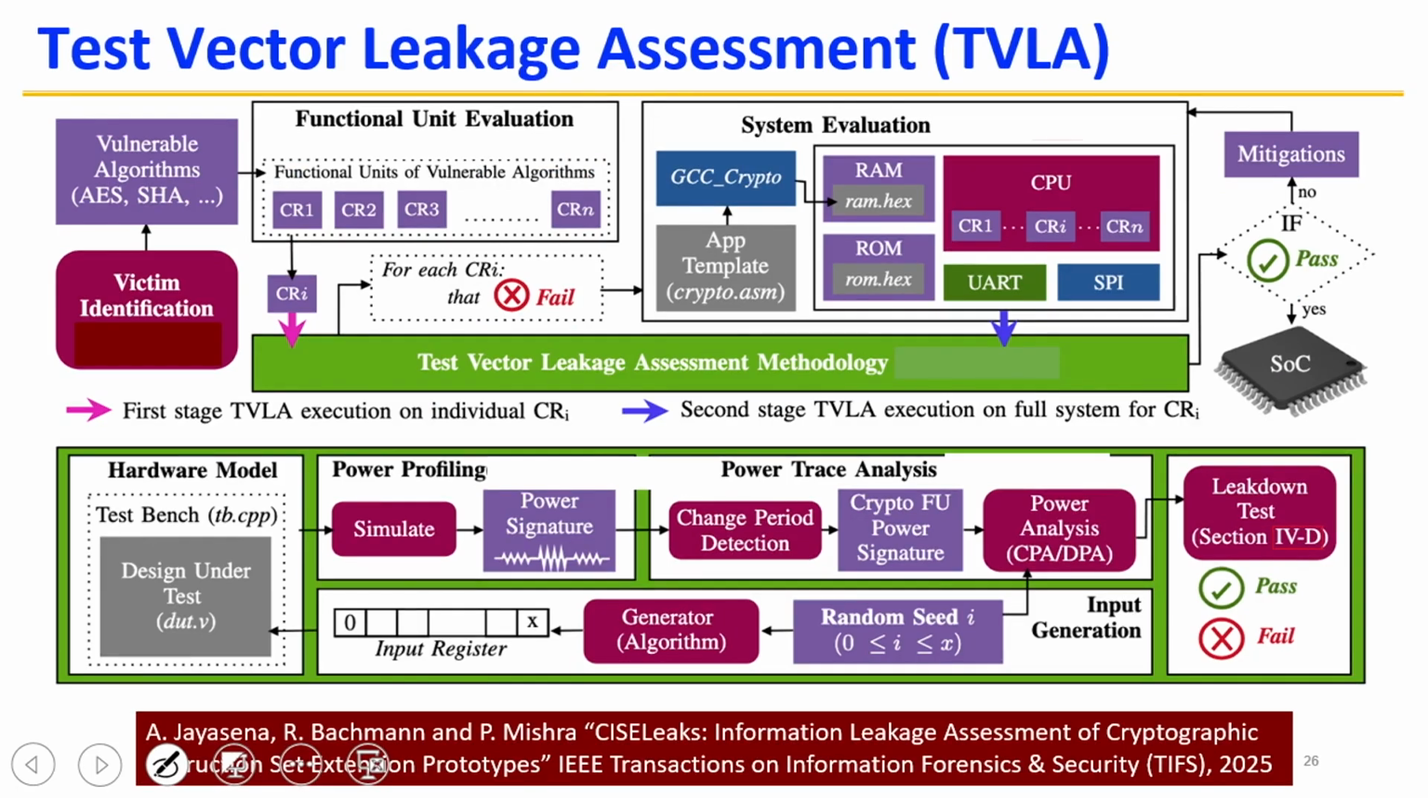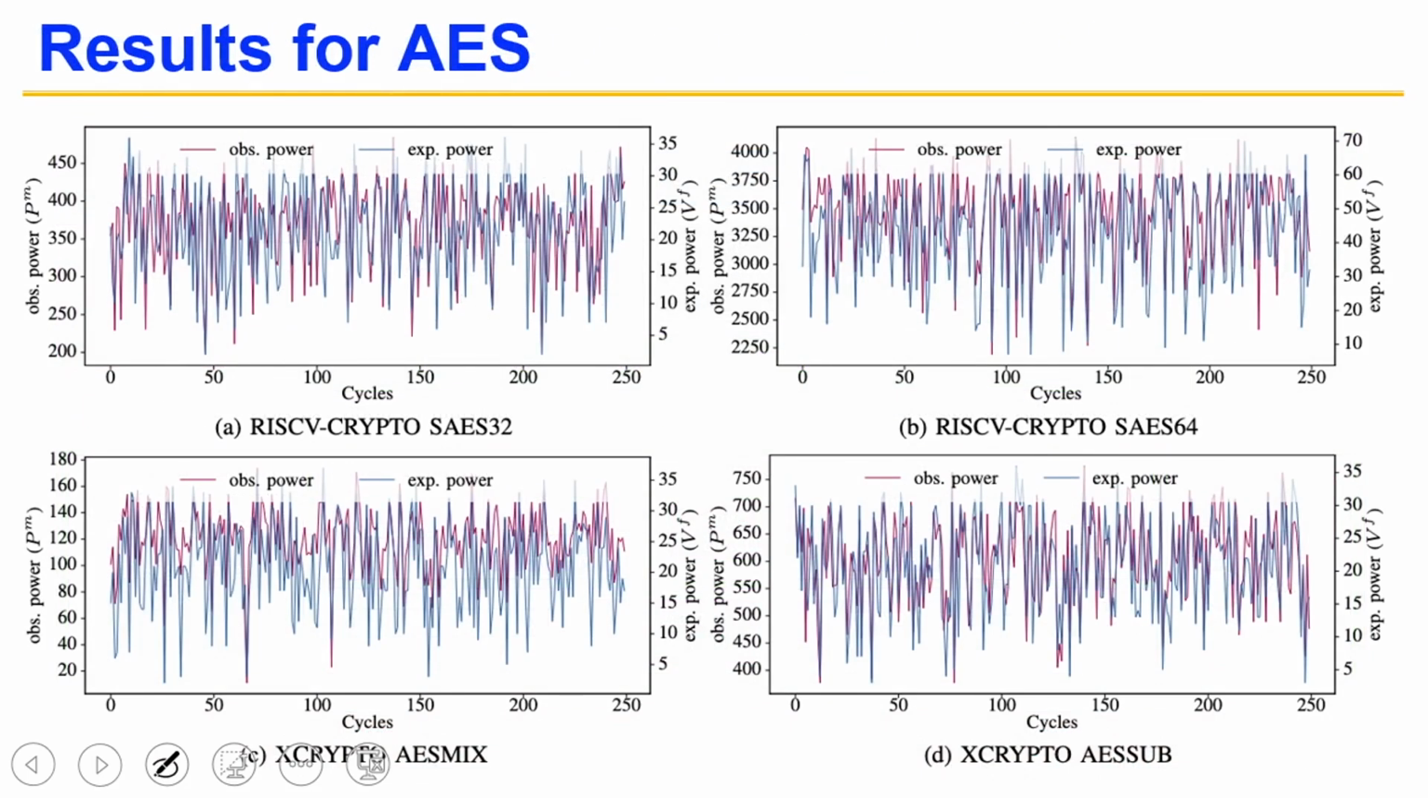So, now as expected when we run on the AES, there are two kinds of variation of cryptographic extension that are available in the public. One is named crypto, another is named X crypto.